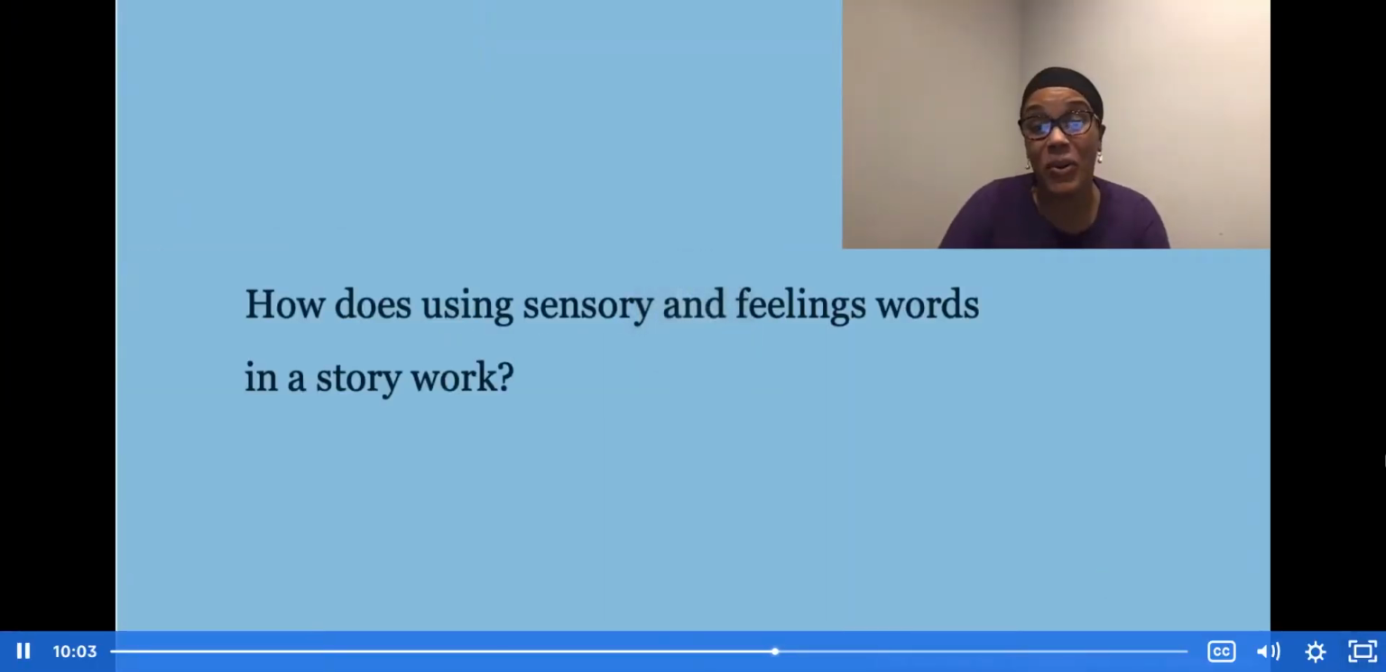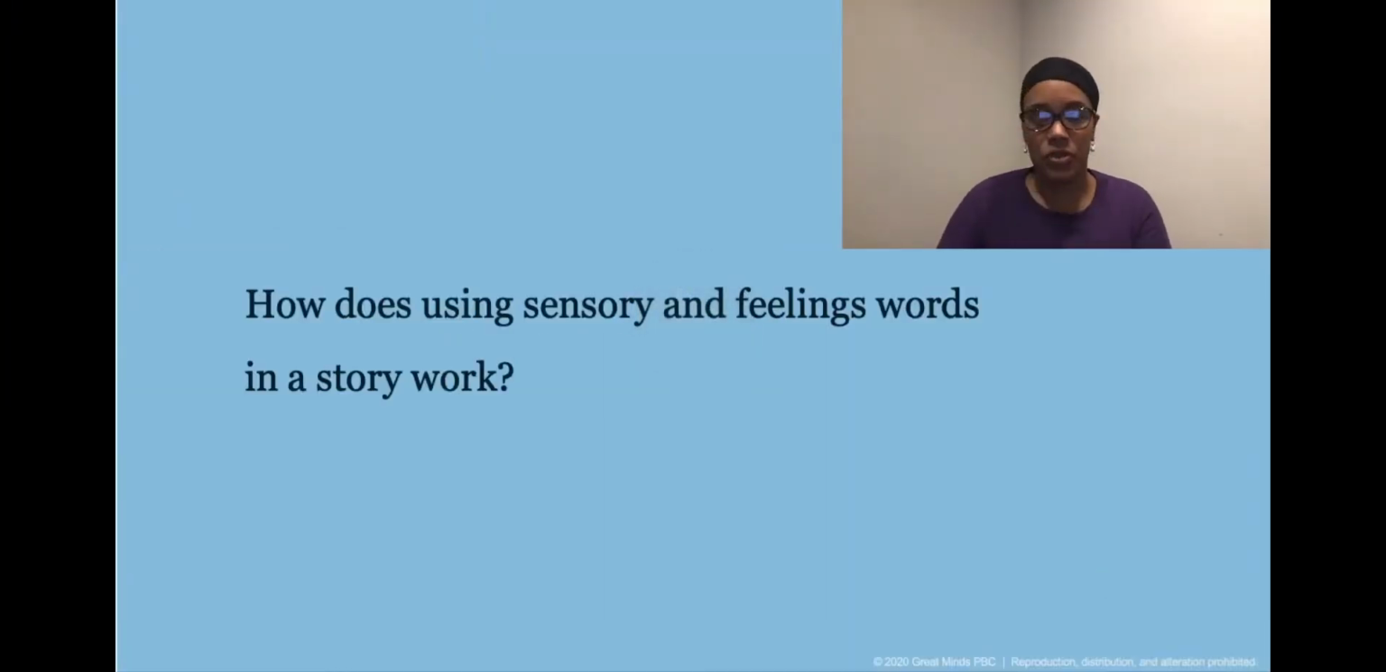Welcome back, friends. You're going to add sensory and feelings words to a sentence about a scene from the text, The Boy Who Harnessed the Wind. And to get us ready to do that, I want you to think about this question. How does using sensory and feelings words in a story work? You are going to have an opportunity to examine a few pages in the text to identify sensory words. And remember, sensory words describe what we experience with our senses of sight, hearing, taste, or touch.